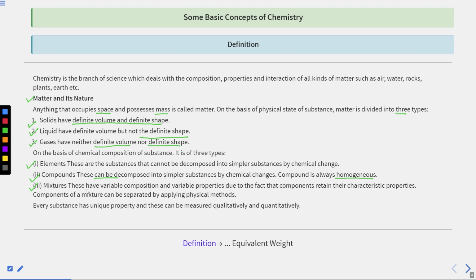The third one is mixtures. These have variable composition and variable properties, because the components retain their characteristic properties. Components of a mixture can be separated by applying physical methods. If we want to separate the components in a mixture, we can do it by applying physical methods. Every substance has unique properties, and these can be measured qualitatively and quantitatively.